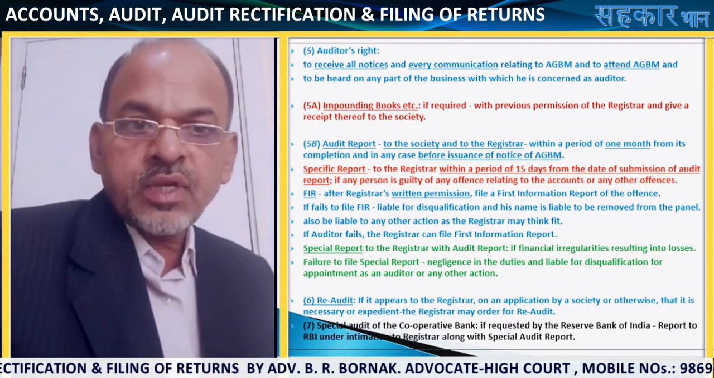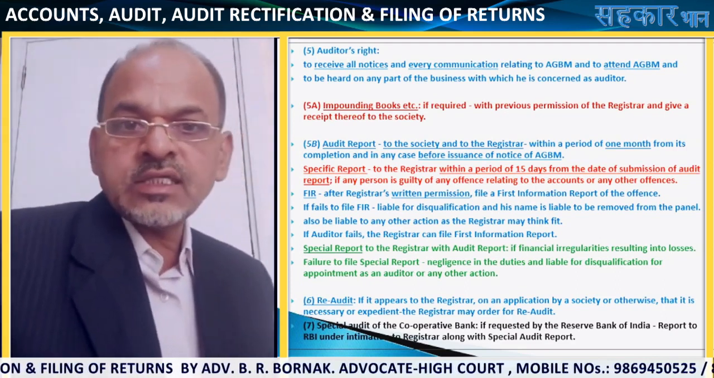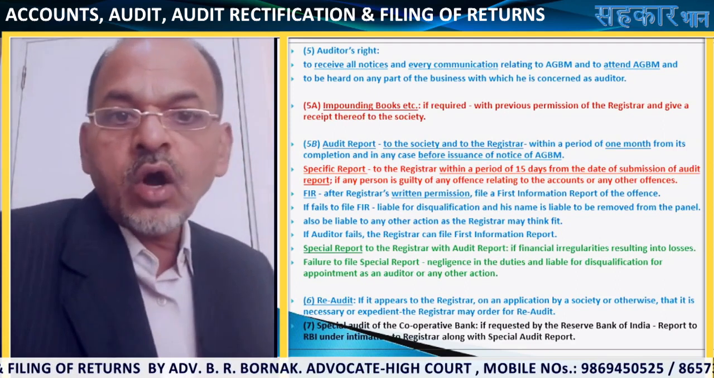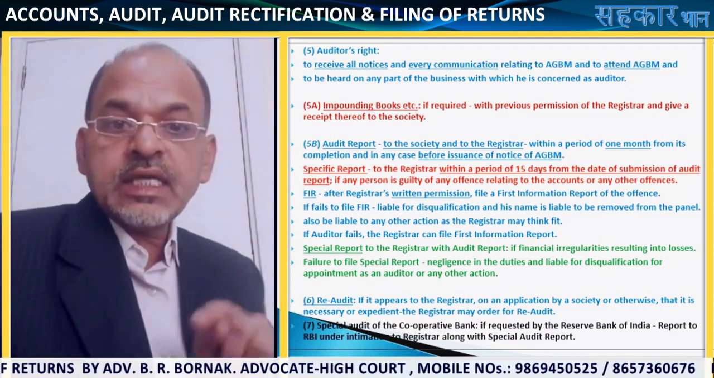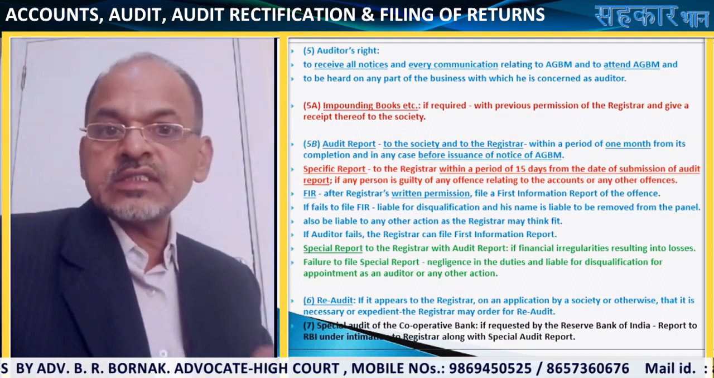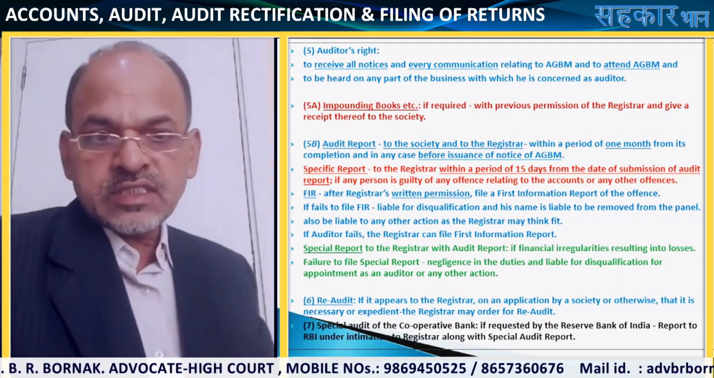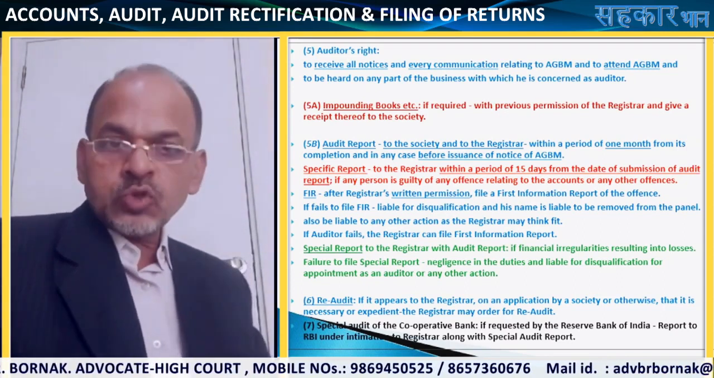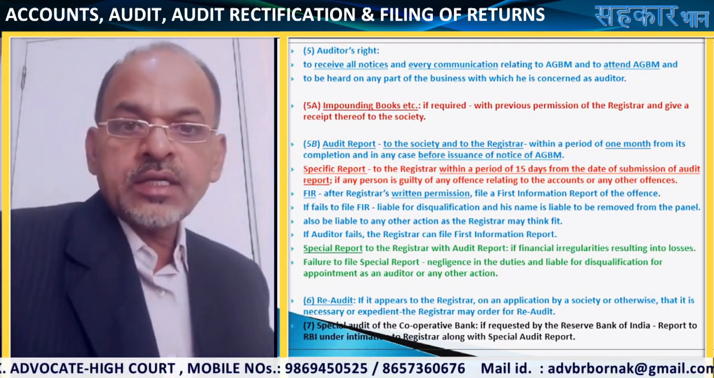If he fails to prepare a special report and submit it to the registrar, then action can be taken against the auditor. Now the next provision is about re-audit. Section 81 subsection 6 is about re-audit. As per subsection 6 of section 81, the society can demand a re-audit.